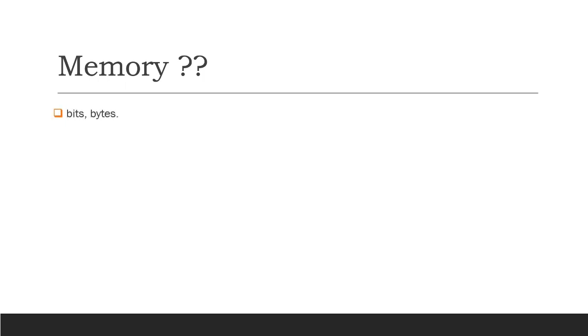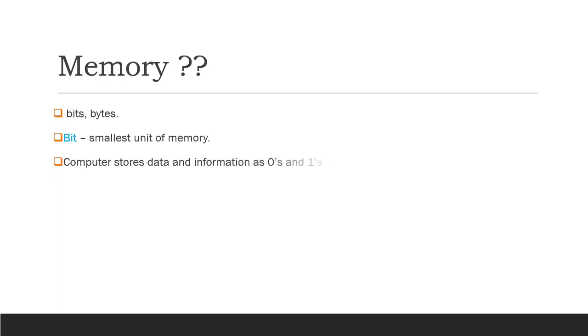What do you mean by a bit? Bit is the smallest unit of memory. Now, computer understands only zeros and ones. And these zeros and ones are actually called binary digits. Computer stores or understands data and information only in the form of zeros and ones. These are called binary digits, in short bits.